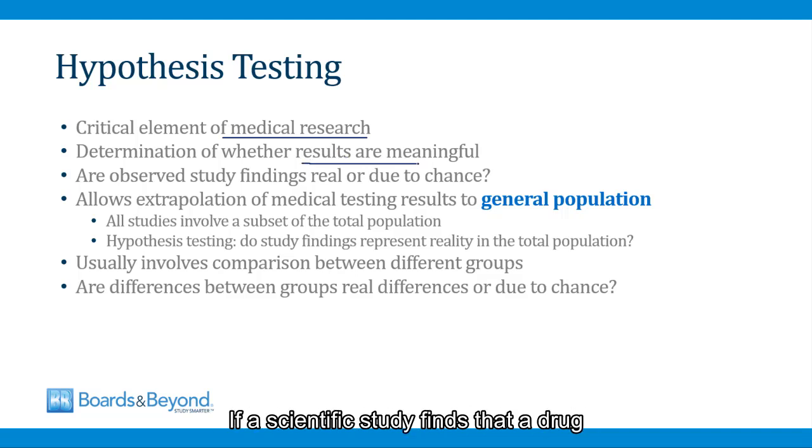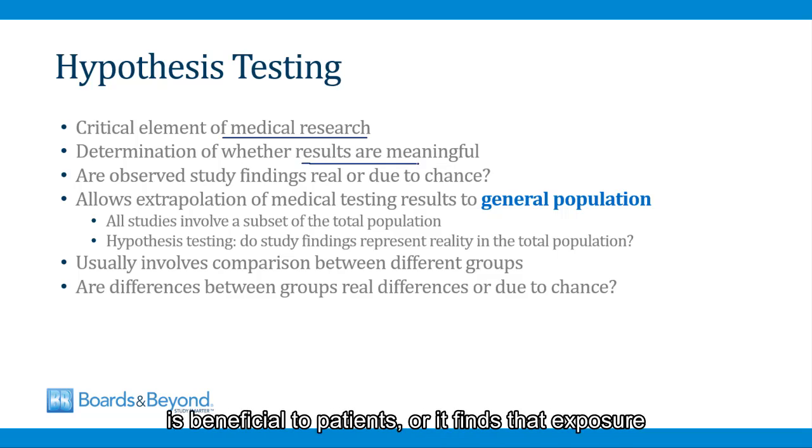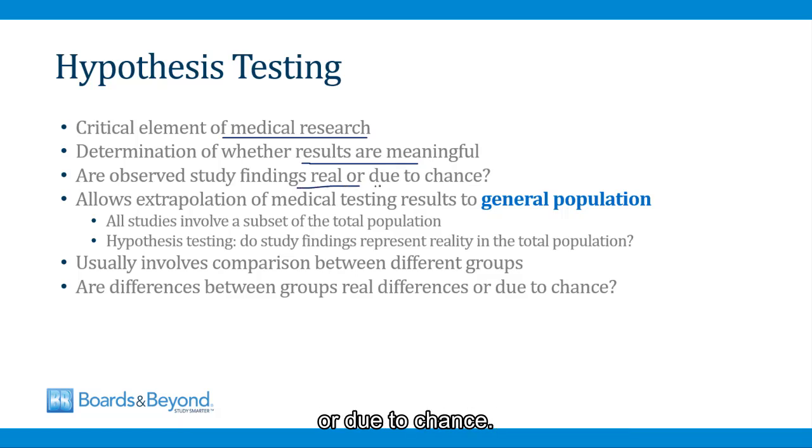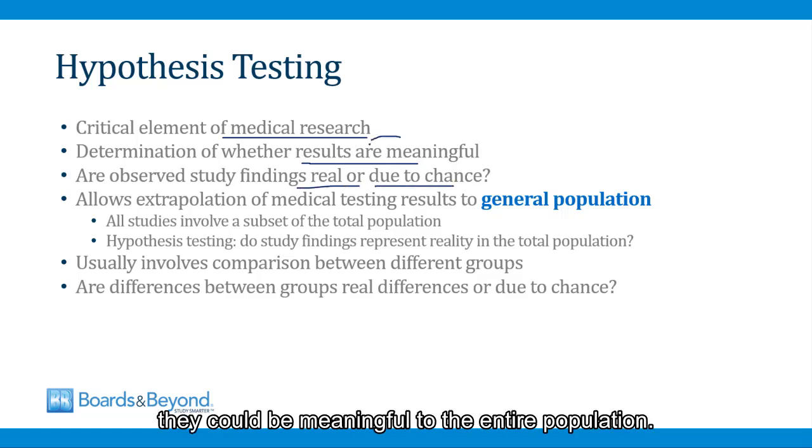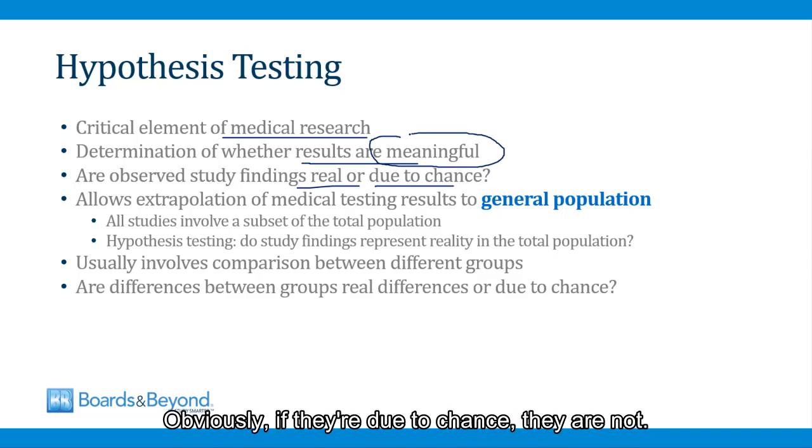If a scientific study finds that a drug is beneficial to patients, or it finds that exposure to a certain substance is associated with cancer, we use hypothesis testing to determine whether the observed study findings are real or due to chance. If the findings are real, they could be meaningful to the entire population. Obviously, if they're due to chance, they are not.